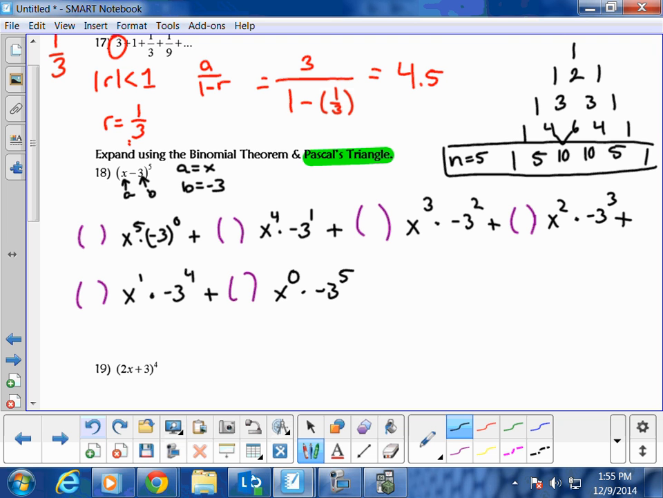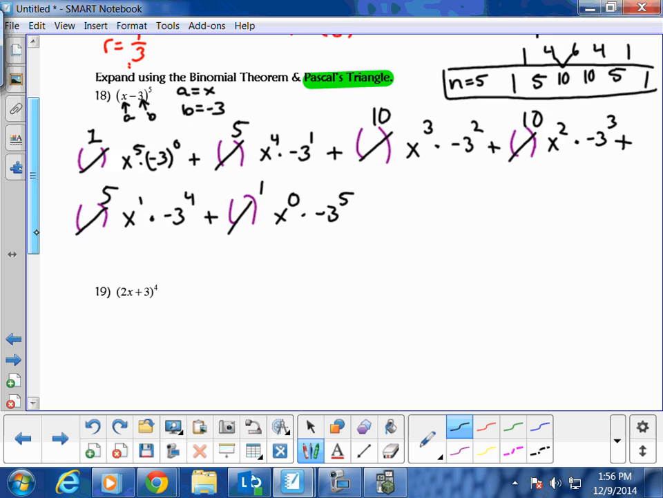So in this case, I'll have 1, 5, 10, 10, 5, 1. Okay, now Pascal's triangle just helped me in achieving this a little bit faster. One thing that I keep in mind: anything raised to the power of 0, like this one, will cancel because it becomes 1, and the same thing with this one. That's going to cancel and become 1.